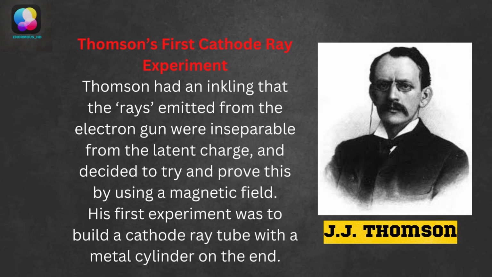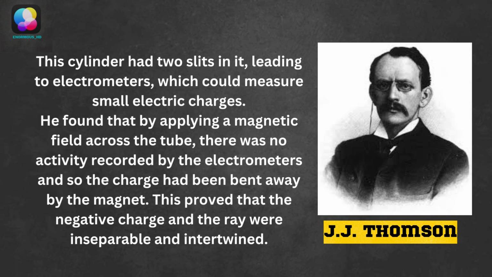Thomson had an inkling that the rays emitted from the electron gun were inseparable from the latent charge, and decided to try and prove this by using a magnetic field. His first experiment was to build a cathode ray tube with a metal cylinder on the end. This cylinder had two slits in it, leading to electrometers, which could measure small electric charges.